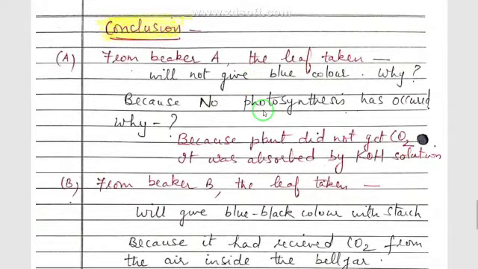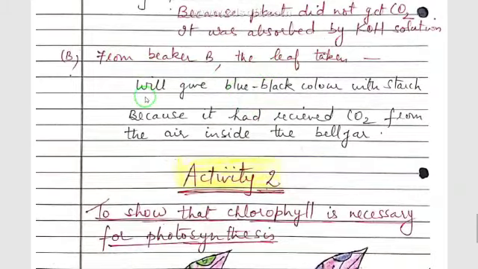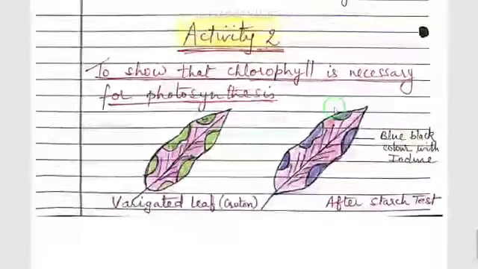Now from bell jar B, the leaf taken will give blue-black color with starch. Why? Because in that case no KOH solution was kept. So the air inside the bell jar contained carbon dioxide. The plant took the carbon dioxide and performed photosynthesis. And so starch was formed in that leaf. So it gave blue-black color when iodine solution was poured over it. Did you understand, children?